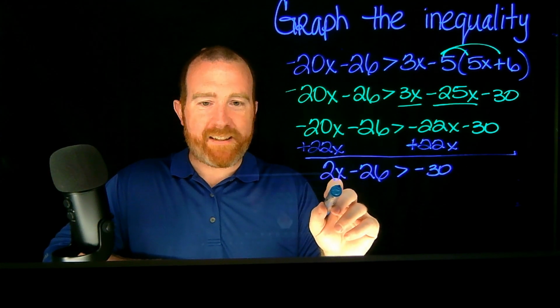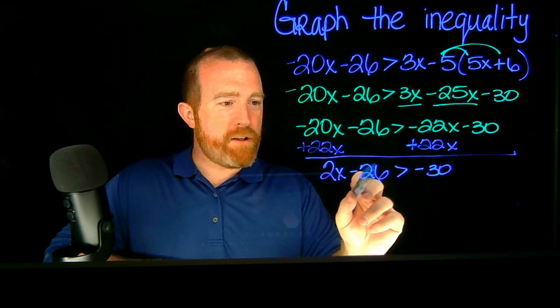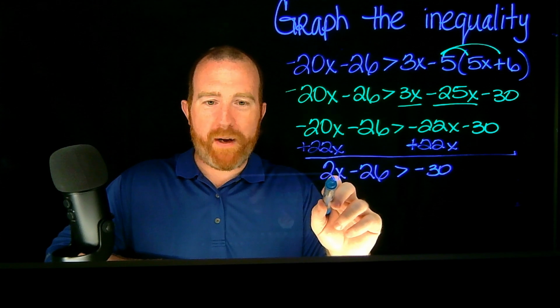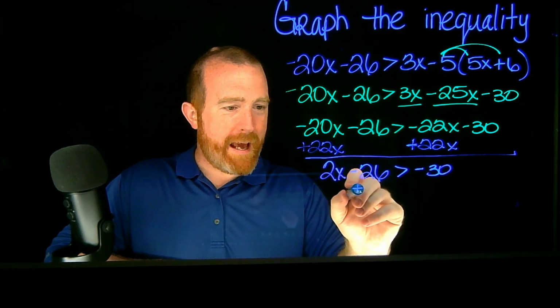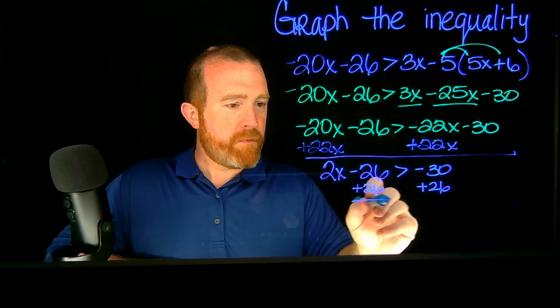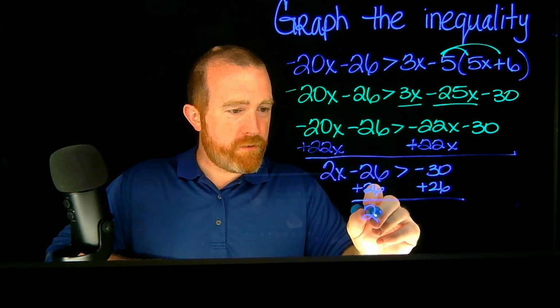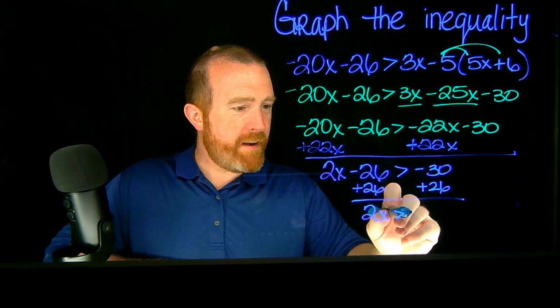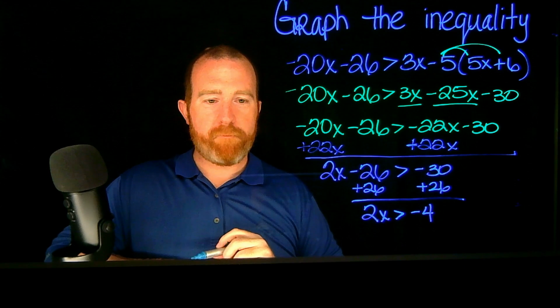So now we have the x isolated. We need to move this negative 26 because we want the 2x by itself. So here I can add 26. And this is going to give me 2x is greater than negative 4.